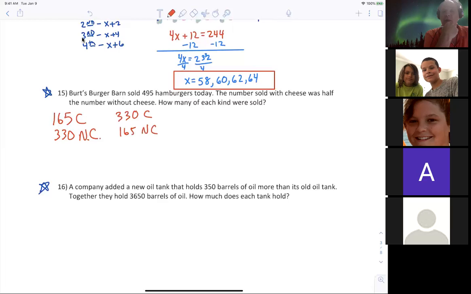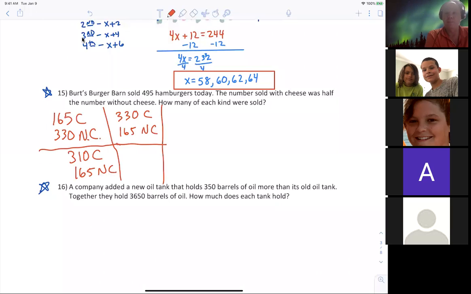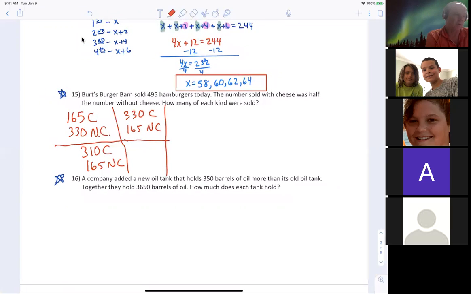Okay, who got something different? Come on, I want some help. I got like 310 with cheese, but 165 with no cheese. That's okay. Somebody else? Come on, guys. No one else? All right, so let's see what your thoughts were, okay?